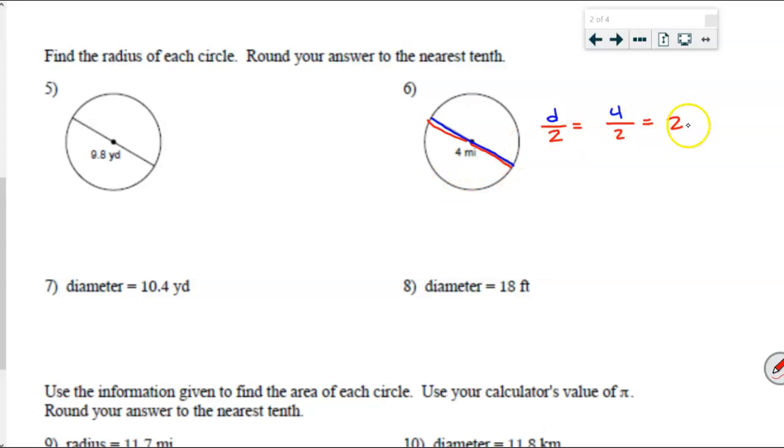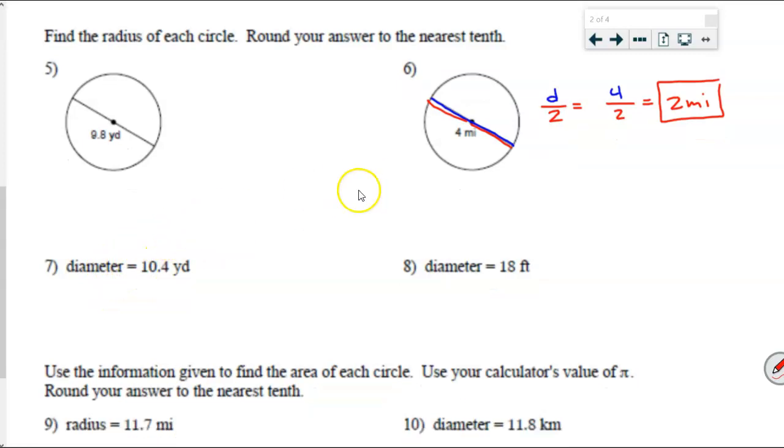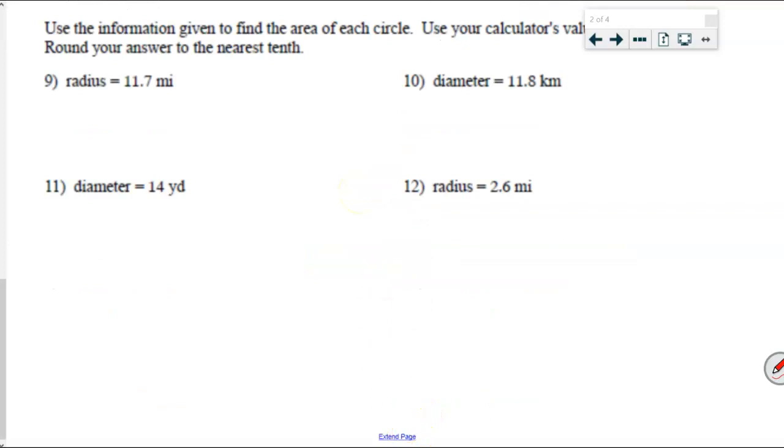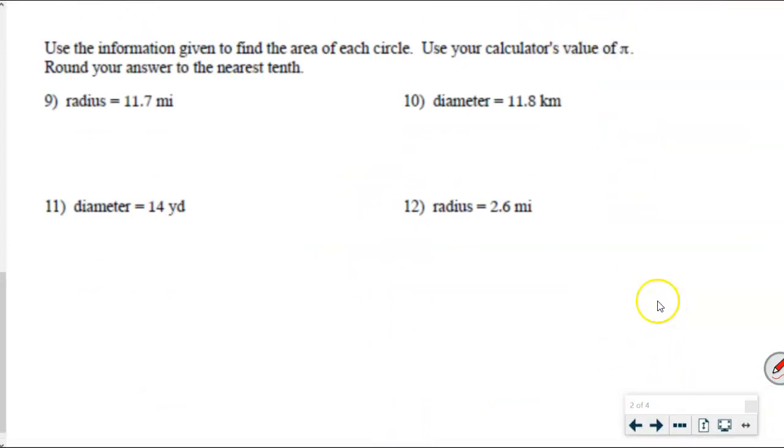It was given to us in miles. So if the diameter is 4 miles, the radius is going to be 2 miles. Again, 5 and 6 are diagrams with a part of that circle measurement given. For 7 and 8, I tell you exactly the name of the measurement that is given. And now, after we have a really, truly good understanding of radius and diameter, we should be successful with the next set of problems, where it says use the information given to find the area of each circle.